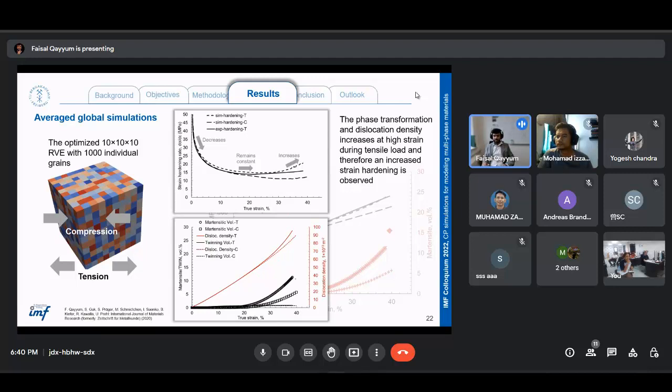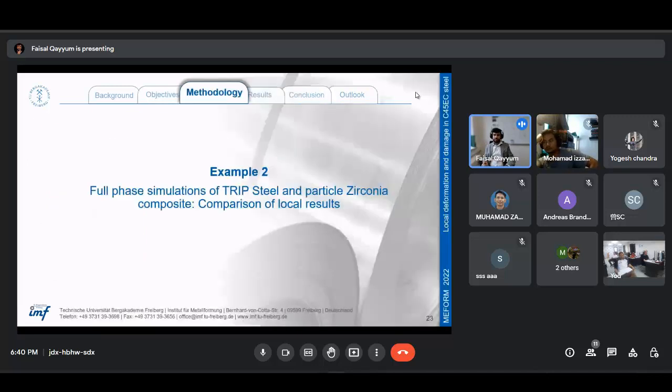On the other hand, when there is low transformation, there is less dislocation density increase, and therefore the material remains softer and continues to deform. So yeah, the problem with this kind of model was that the simulation just continues to run, because in actual materials there is damage and stiffness degradation, but in this case there wasn't any.